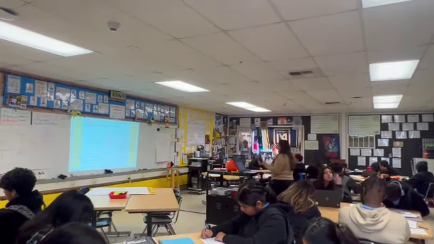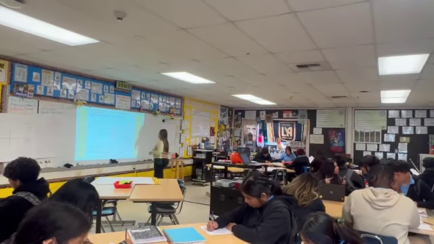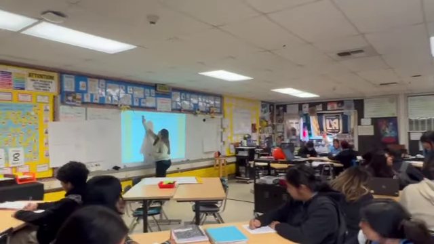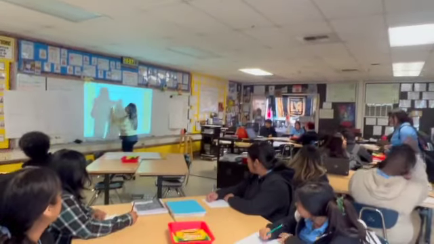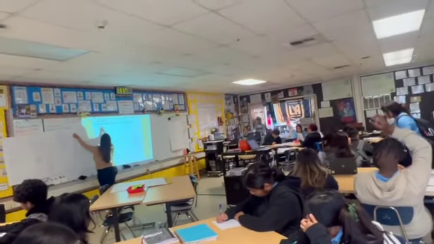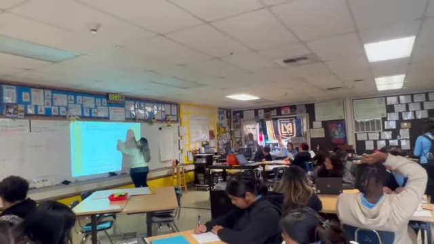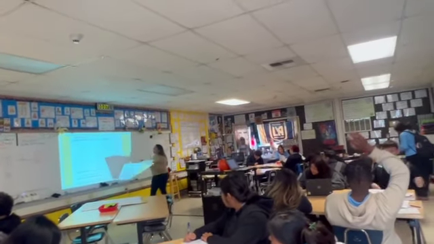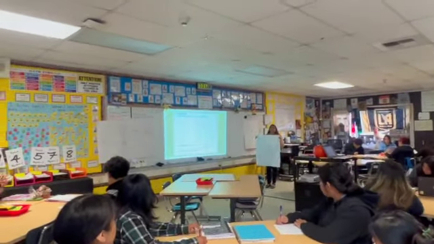So on our first page, we're gonna write the definition of an odd polynomial. So when a polynomial has a degree of 1, 3, 5, 7, 9, and so on, it's considered odd.